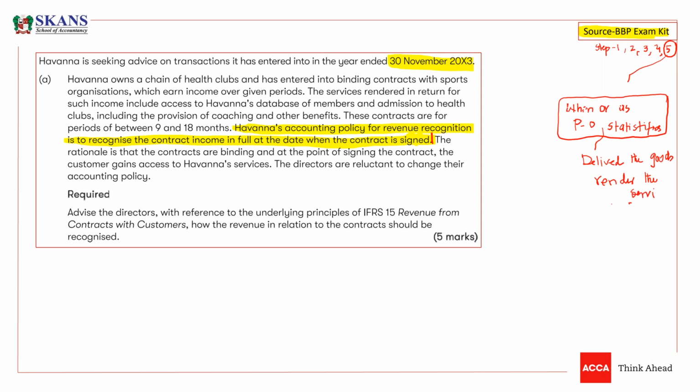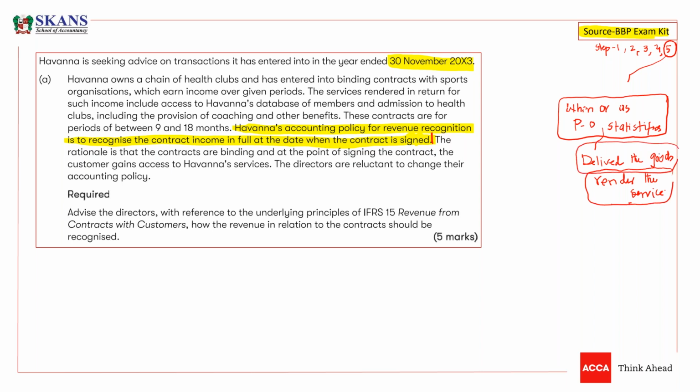In order to recognize revenue, first you have to satisfy the performance obligation. First you have to earn that. What does it mean? It means the task which is given to you, you should have performed this before booking the revenue. So the contract here is that you will provide service, you will provide admission to the health club, you will provide them coaching services, you will provide them access to the database. So this is something that you actually have to provide them.